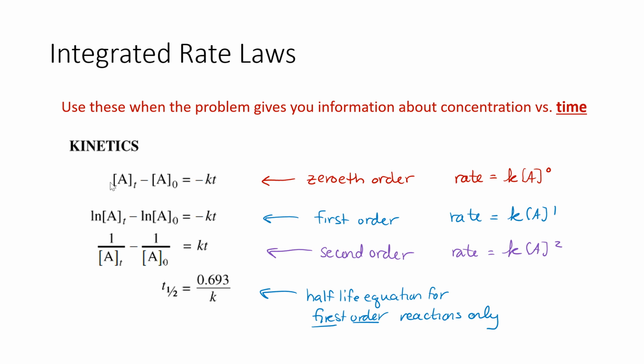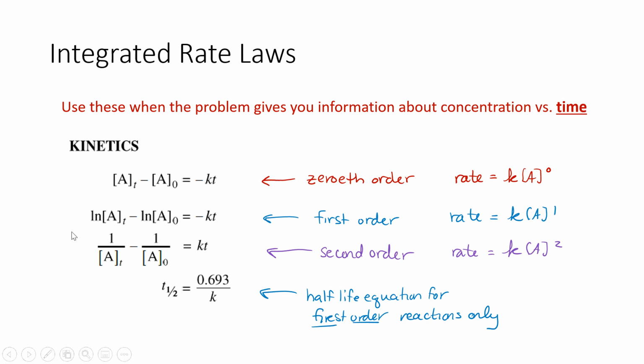So these equations are all given to you on your equation sheet. You do not need to memorize them, but you do need to know which is which, and you need to know when and how to apply them. That's what we're going to practice today. This fourth equation is a variation on the first order integrated rate law, and this is a half-life equation, and we'll talk about half-life problems in a different video. But this is also an integrated rate law.